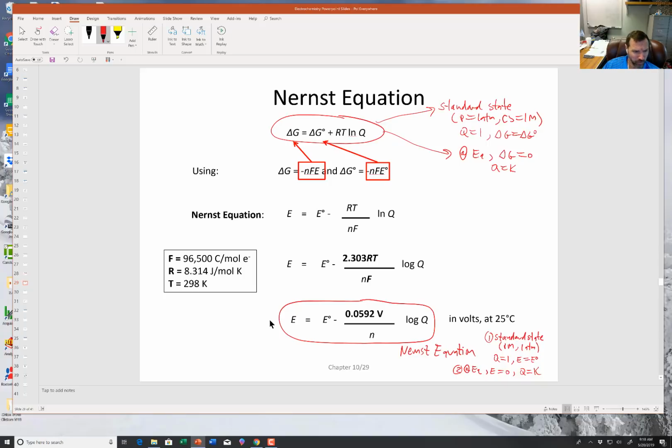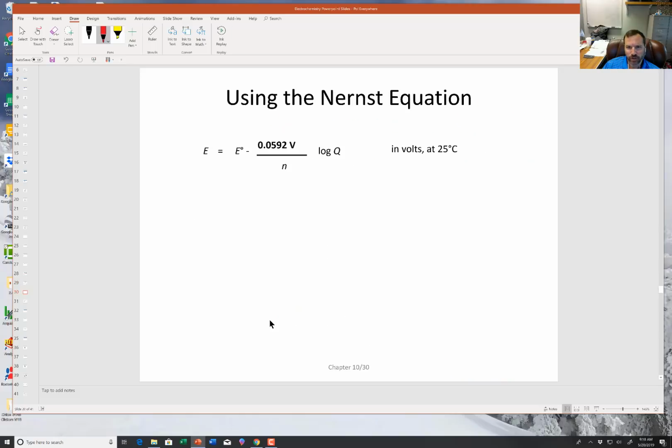Okay, so how would this work? I wanted to do an example of how we would use the Nernst equation with a problem. So there's the Nernst equation again. And we're going to generally be doing these at 25 Celsius. So this is assuming we're at standard temperature, 298 Kelvin, because that's how we derive this 0.0592 constant.